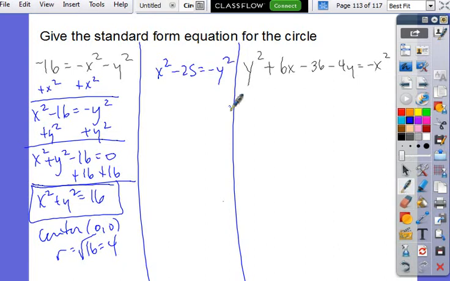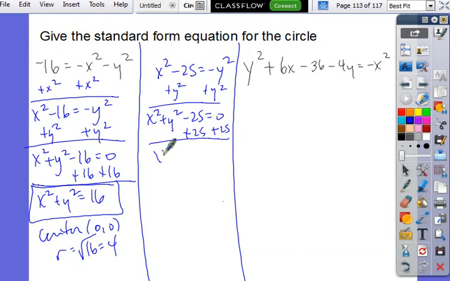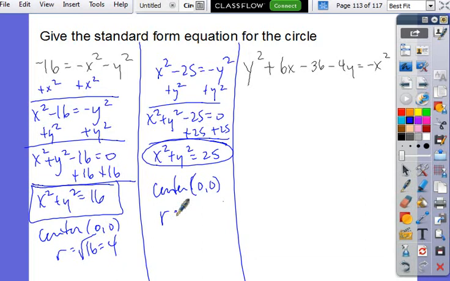Do that one in the middle right there. For this one, I need the y squared to move and become positive. So x squared plus y squared minus 25 equals 0. Get that 25 across. There's my equation. Center is (0, 0), and the radius is 5. Oh, wow, I got it right.